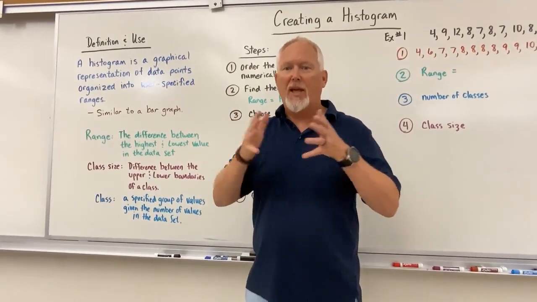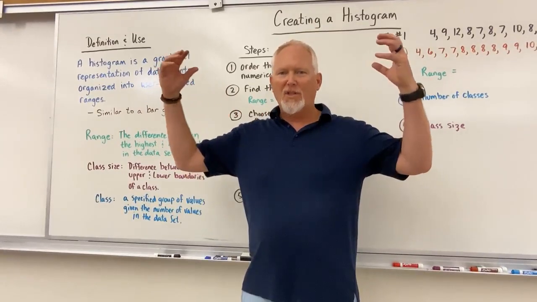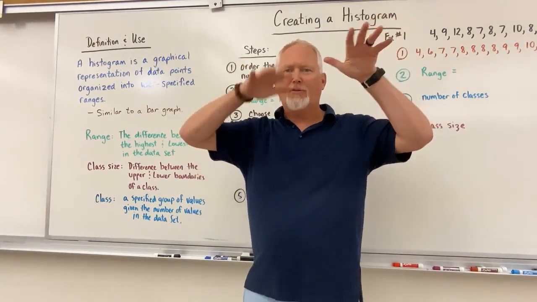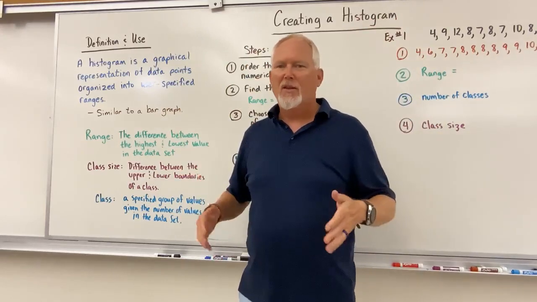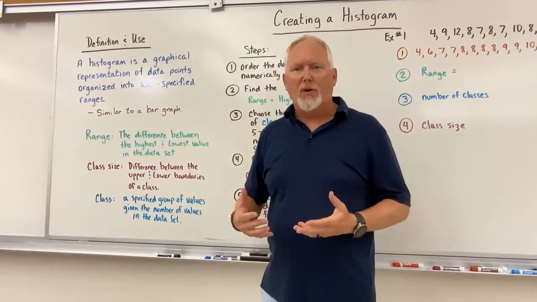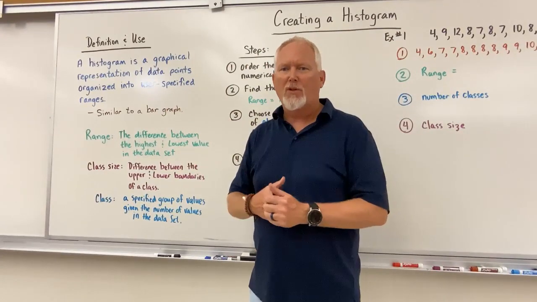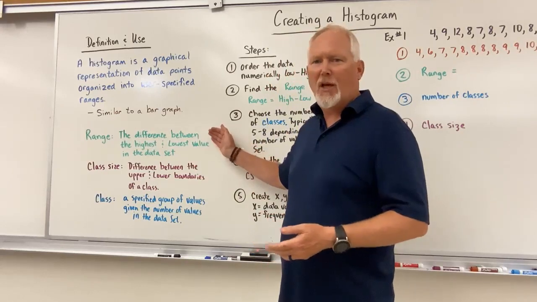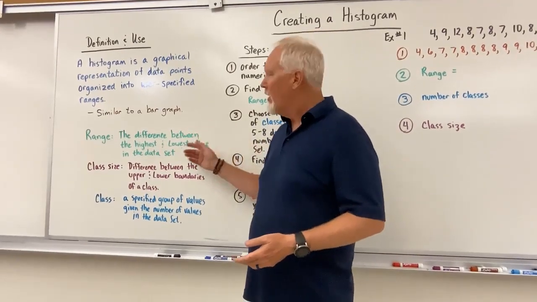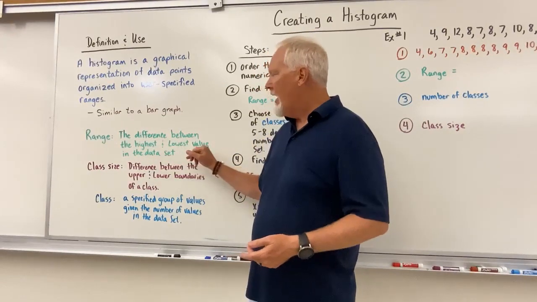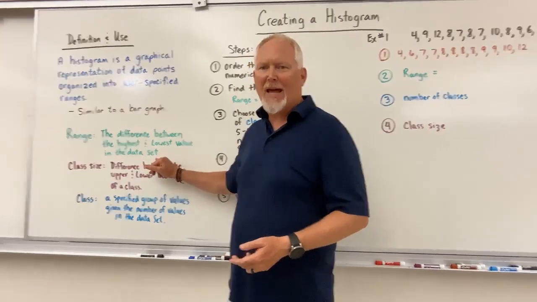So what we're doing is we're taking the information, synthesizing it from a list of values, and making a graph to show that so that we can see the information that's there. Let's look at some of the words we're going to be using today that are associated with creating a histogram. One is the range. One of the things we're going to have to do is find the range. The range is the difference between the highest value and the lowest value in the data set.